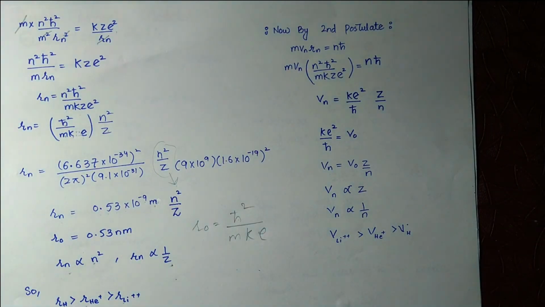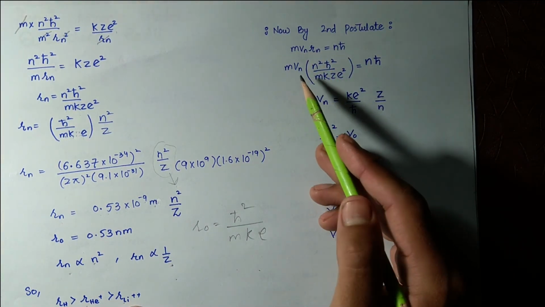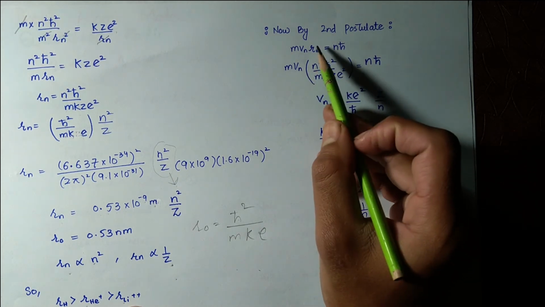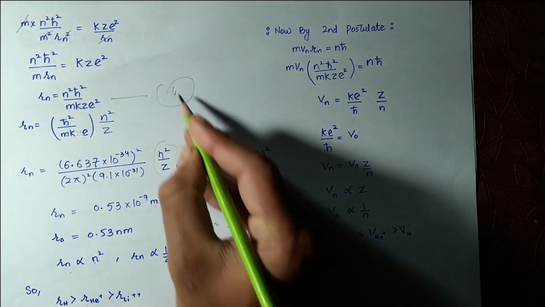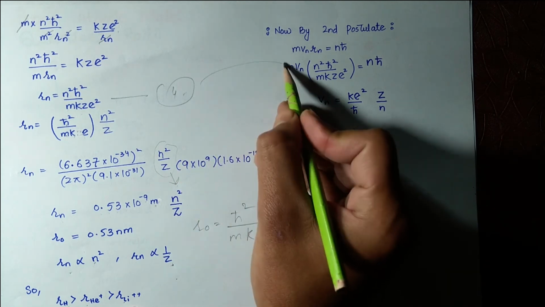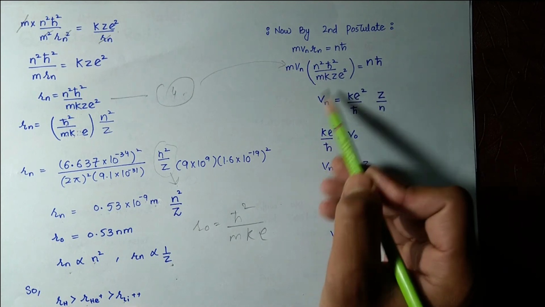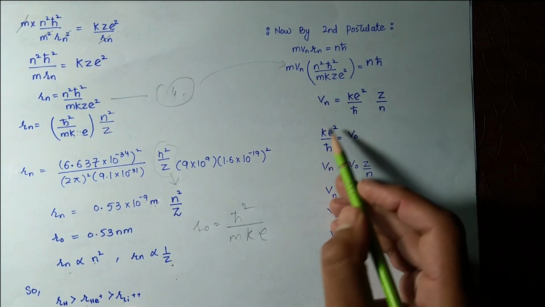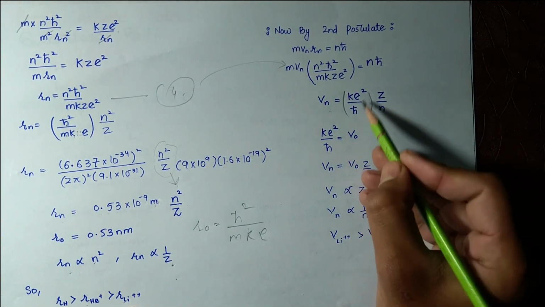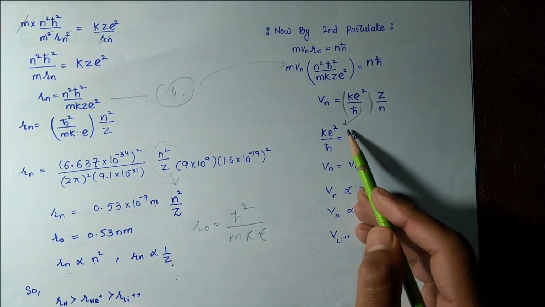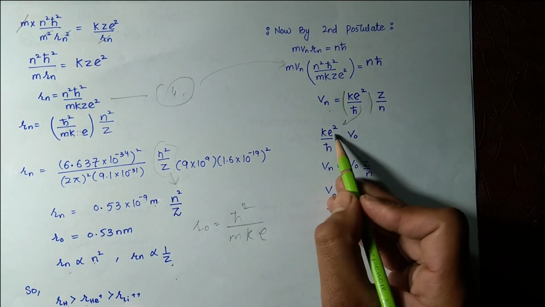Now the second postulate, we are going to write that m v n R n is equal to n h cut, and from that we put in the value of R n from equation number 4. This gives us n square h cut square, and from this we calculate the value of v of n. This v of n comes out to be this term, and this term is a constant term, and it also has some value. I didn't calculate that, but you can calculate it if you want to.